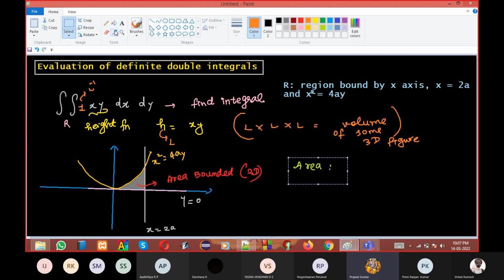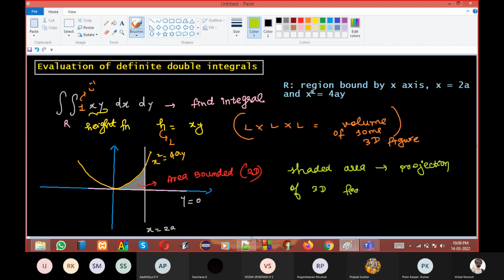The shaded area is nothing but the projection of a 3D figure on the XY plane. The 3D figure will be something you can't even think of. You project it on the XY plane, and this is how it will appear. We have no need to visualize that.